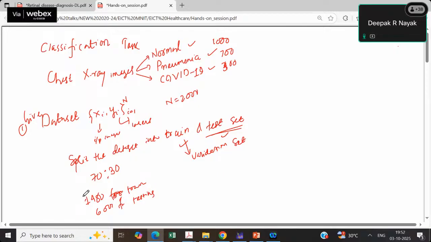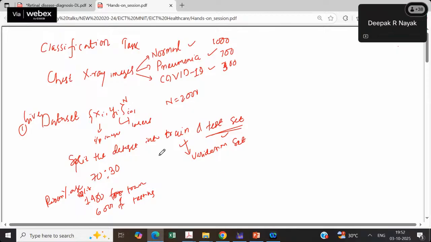But now there is a question here. From which class should I take, or how many samples do I have to take from each class, to make it 1400? Because it's random. This is a random percentage split. Random percentage split is actually the procedure to be followed over here. That means you are randomly choosing 1,400 samples out of the 2,000 samples.